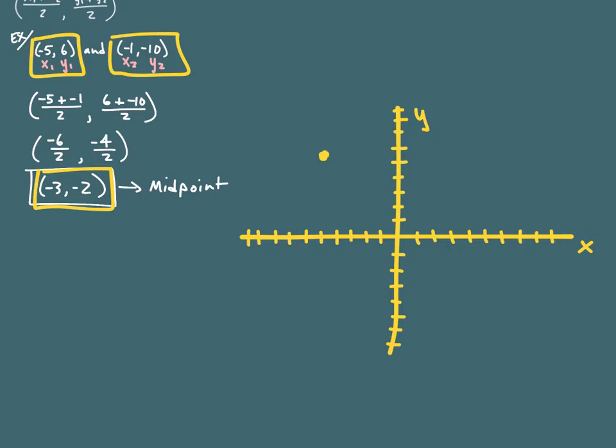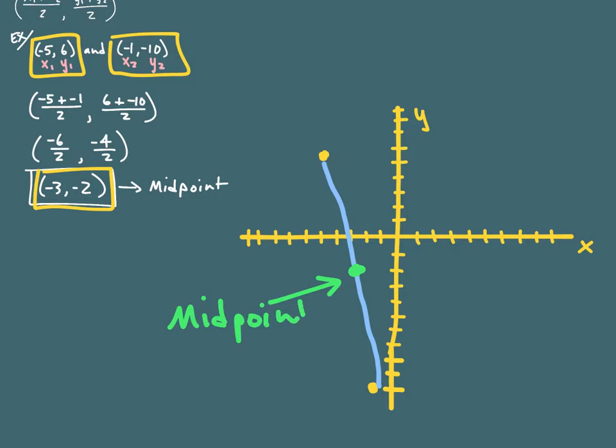Negative 1, negative 10 is going to be to the left 1 and then down 10, which is going to be right here. And then we have the point negative 3, negative 2. Now, if we go to the left, 1, 2, 3, down 2. What we've done is we have this initial segment that has been cut in half. This is the halfway point, also known as the midpoint, and that's what you're calculating.